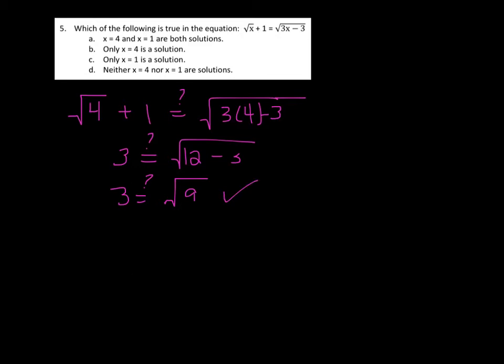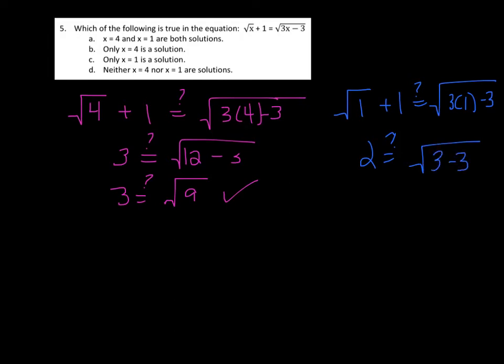But I also have to see if 1 is a solution. So I'm going to do the same thing, and I'm going to plug in 1 everywhere I see an x. On the left side, I have square root of 1, which is 1, plus 1 is 2. And on the right side, I have 3 times 1 minus 3. 3 times 1 is 3, minus 3 is 0. So does 2 equal the square root of 0? No, it doesn't. So that means 1 is not a solution, which means that only 4 is a solution out of the options that were given.